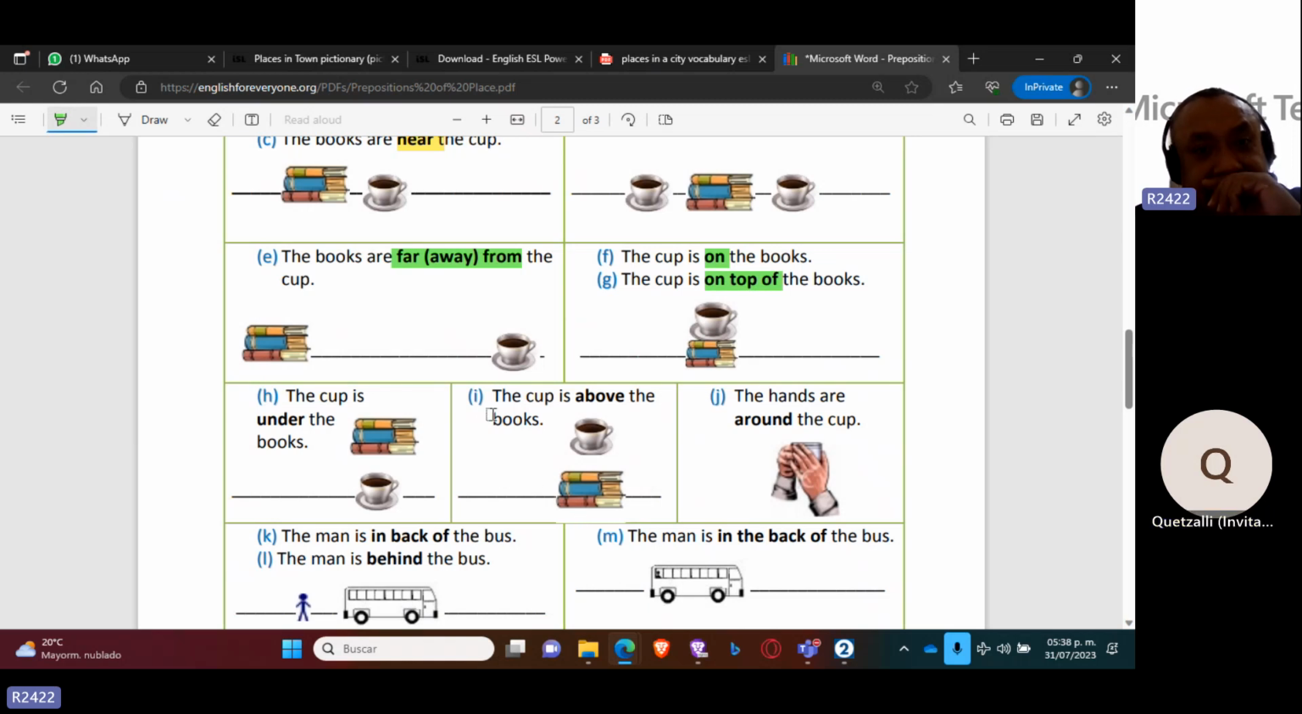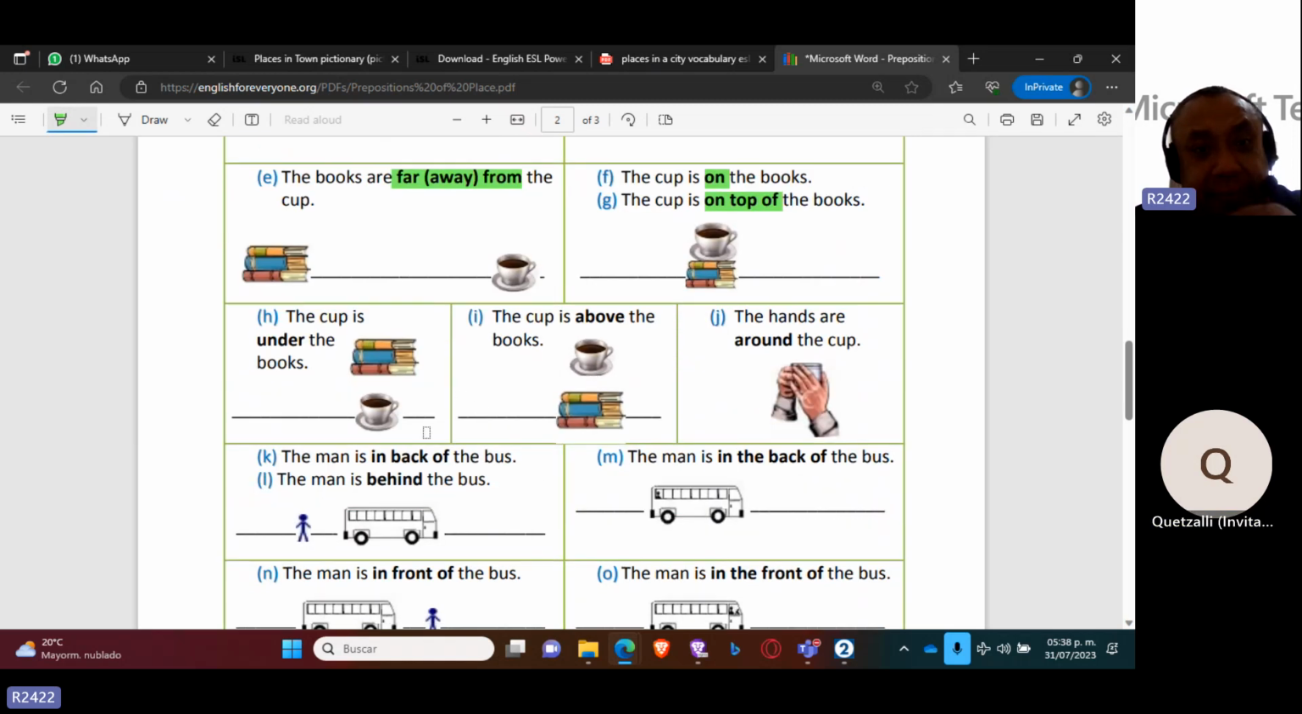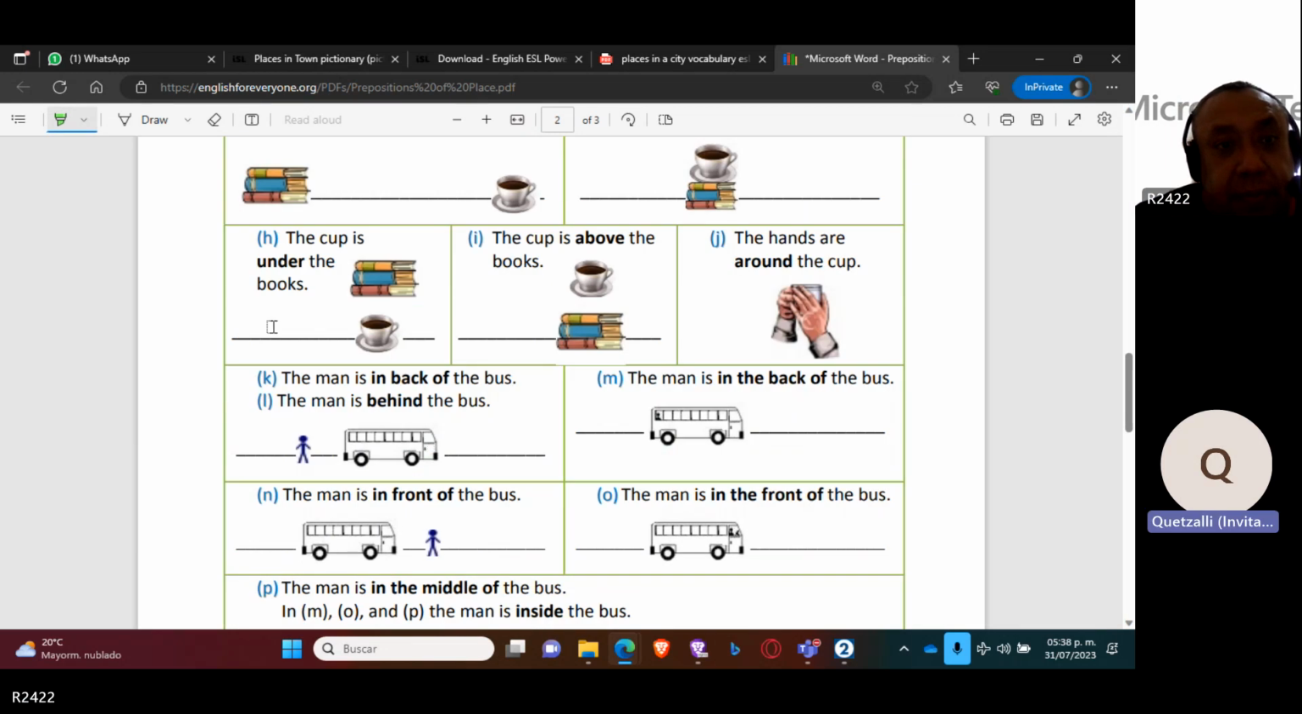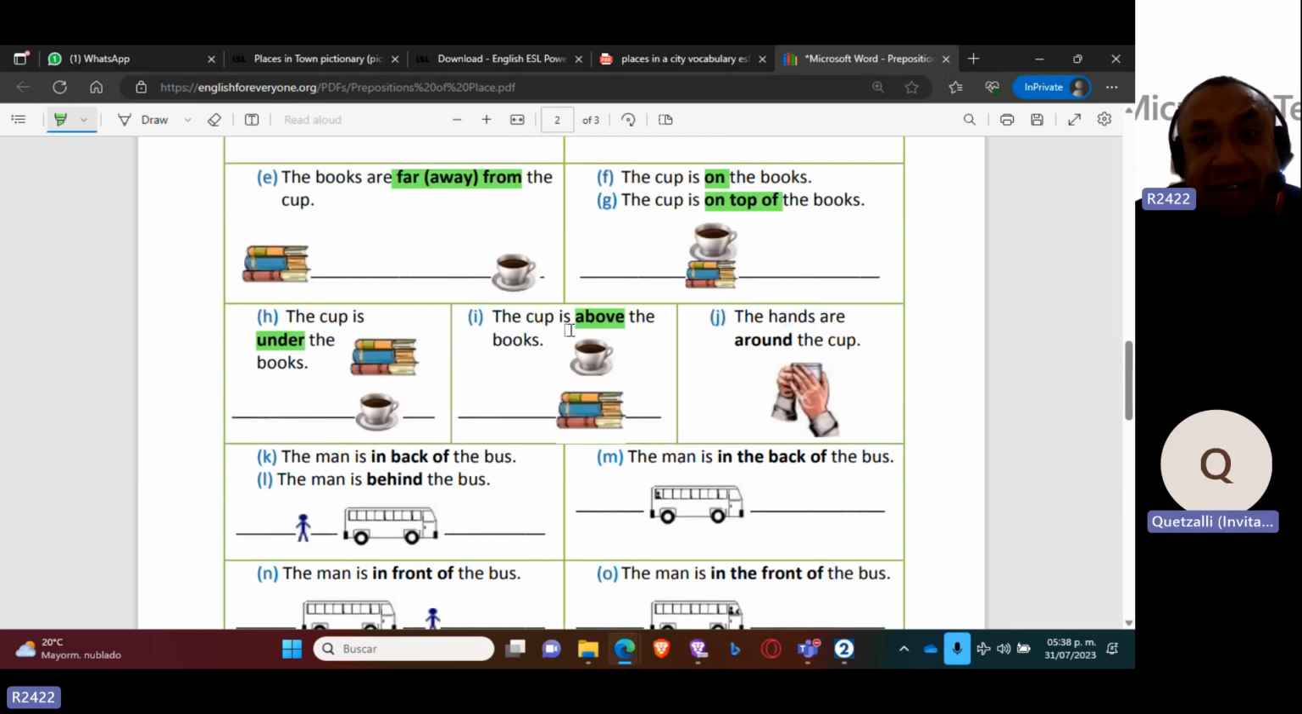Vamos a leer el que sigue. The cup is under the books. Very good. Under the books. I read letter I. The cup is above the books. Fíjense la diferencia entre on, que tiene contacto con las superficies, y above, que no tiene contacto. Mira, aquí hay un vacío. Eso es por encima de, ¿ok?